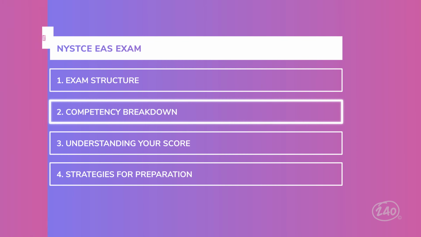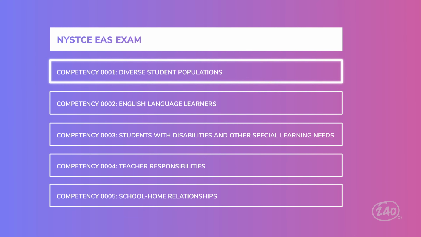Let's start with Competency 1. Diverse student populations. This one is all about effectively addressing the needs of diverse students, creating a sense of community among students, and promoting students' appreciation and respect for diversity. We know that students come from all sorts of backgrounds and have different needs and strengths. To make sure we're reaching everyone, it's crucial to get to know your students early in the year.